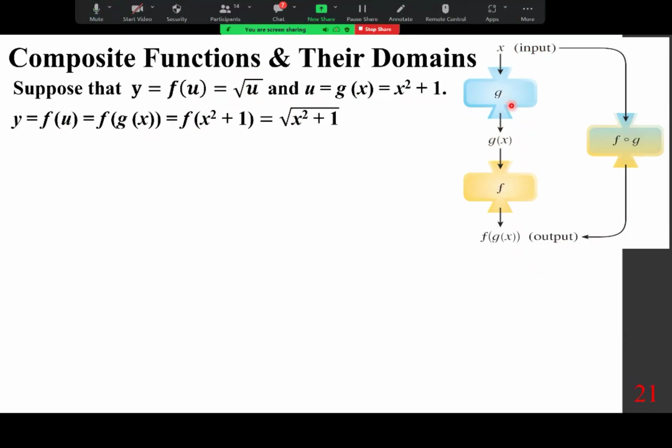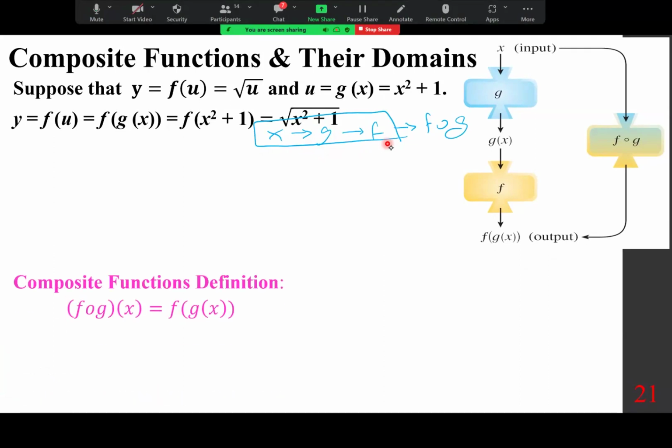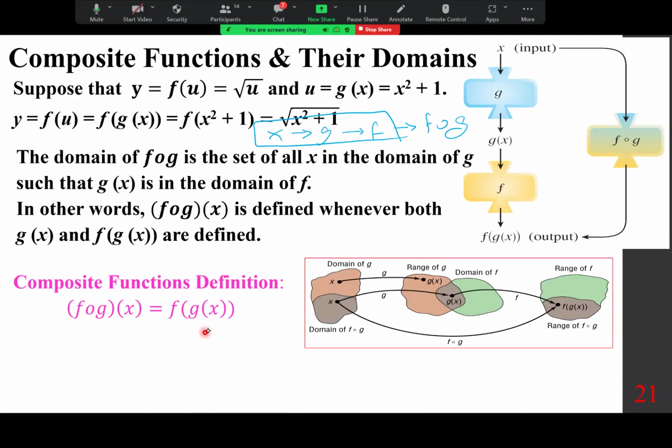So x, that's a function machine, okay? X goes to g, g goes to f, results in f of g. Composite function f of g of x is f of g of x. And now the domain of f of g is the set of all x in the domain of g, such that g of x is in the domain of f. In other words, f of g of x is defined whenever both g and f of g of x are defined.